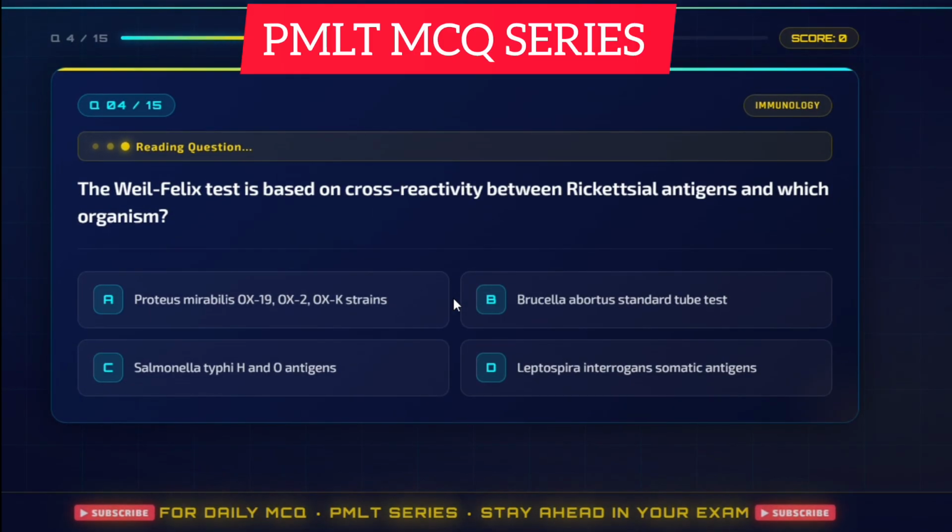The Weil-Felix test is based on cross-reactivity between rickettsial antigens and which organism? A. Proteus mirabilis OX19, OX2, OXK strains. B. Brucella abortus standard tube test. C. Salmonella typhi HNO antigens. D. Leptospira interrogans somatic antigens.